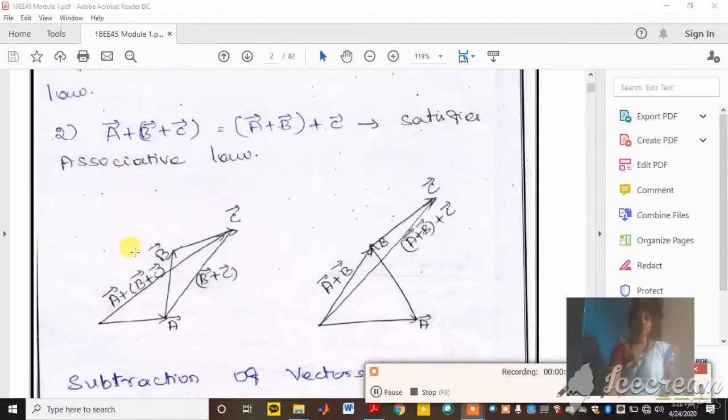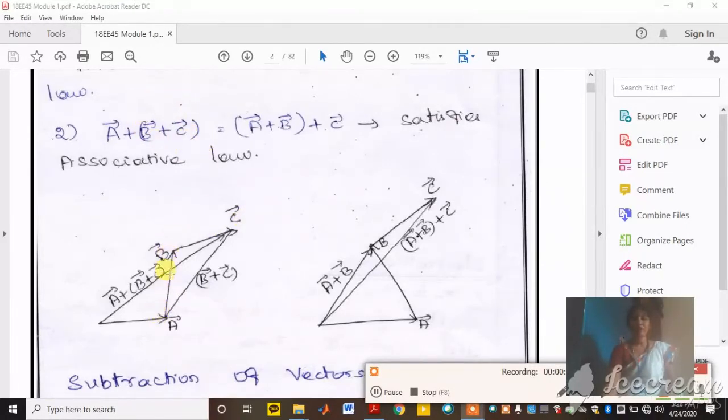Let me show this in the form of vectors. Whatever you have inside the bracket has to be evaluated first, and later it has to be added with the A vector. First draw the A vector, then simply draw your B vector and C vector. First we should do B plus C.